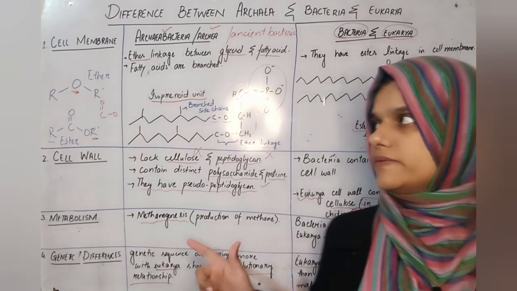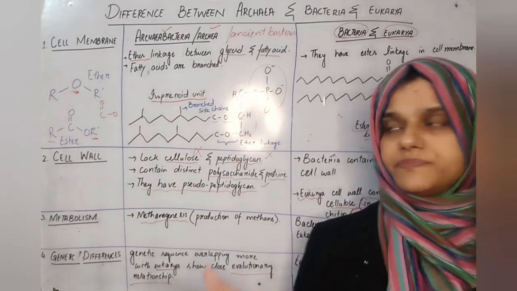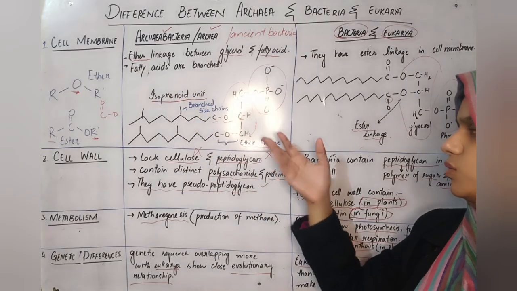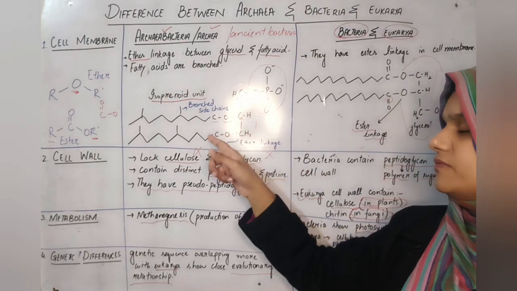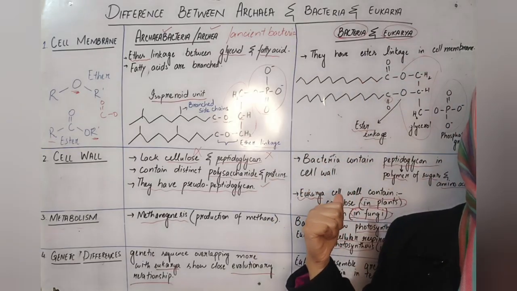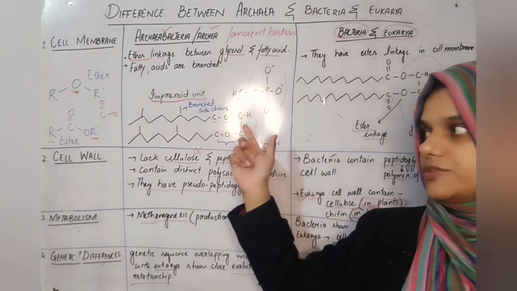Let's take a quick overview of the topic. Number one, the cell membrane of Archaea is made up of fatty acids and obviously an alcohol, glycerol, but the linkage between the fatty acids and alcohol is ether linkage, while in the case of Eukarya and bacteria the linkage is ester linkage. Ether linkage is stronger, and that is why they can survive harsh temperature conditions.